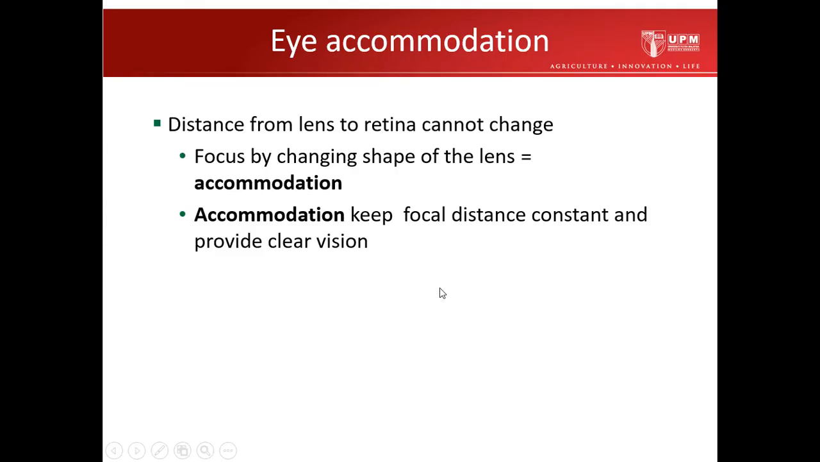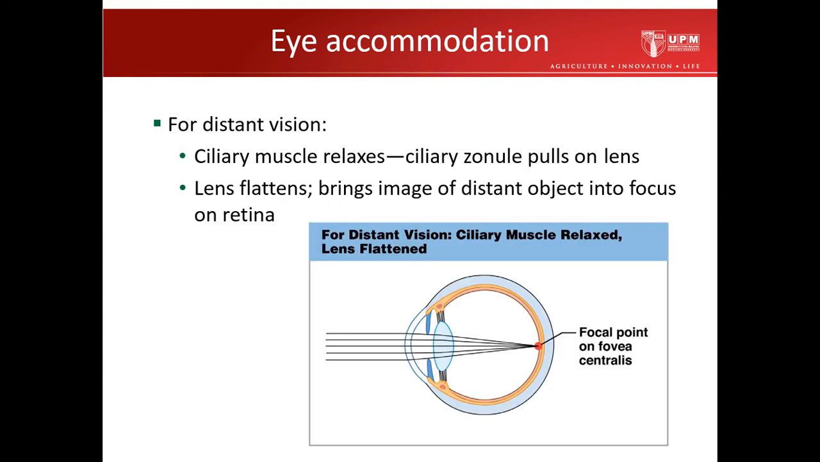Accommodation is a process where the eye changes the shape of the lens to keep the focal distance constant and provide us a clear vision. For example, for distant vision, the ciliary muscles relax and the ciliary zonule pulls at the circumference of the lens, making the lens flatter and bringing the image of a distant object into focus on the retina.